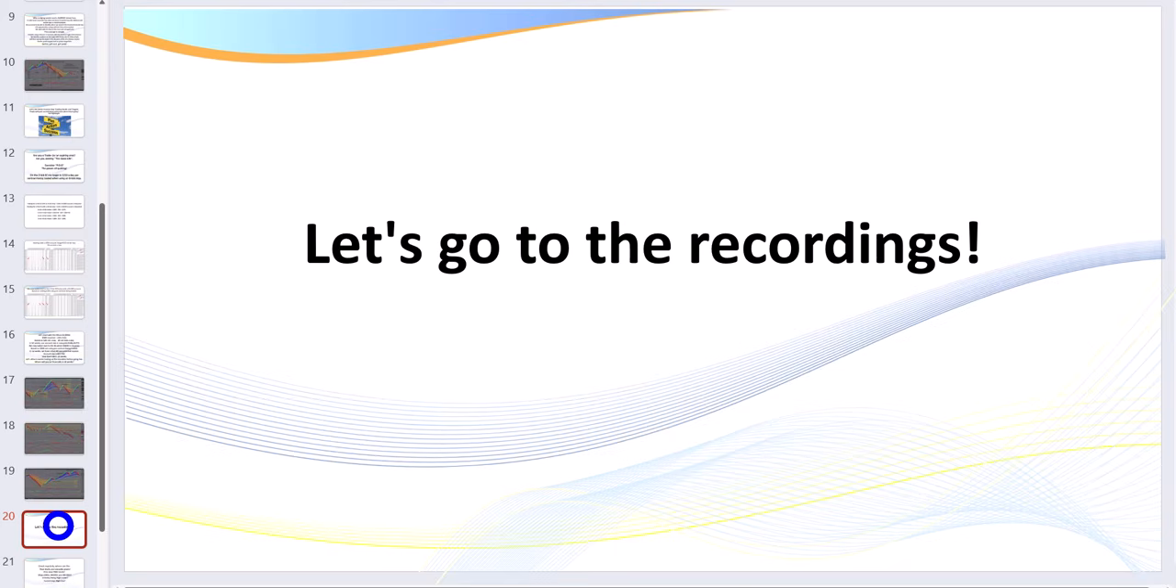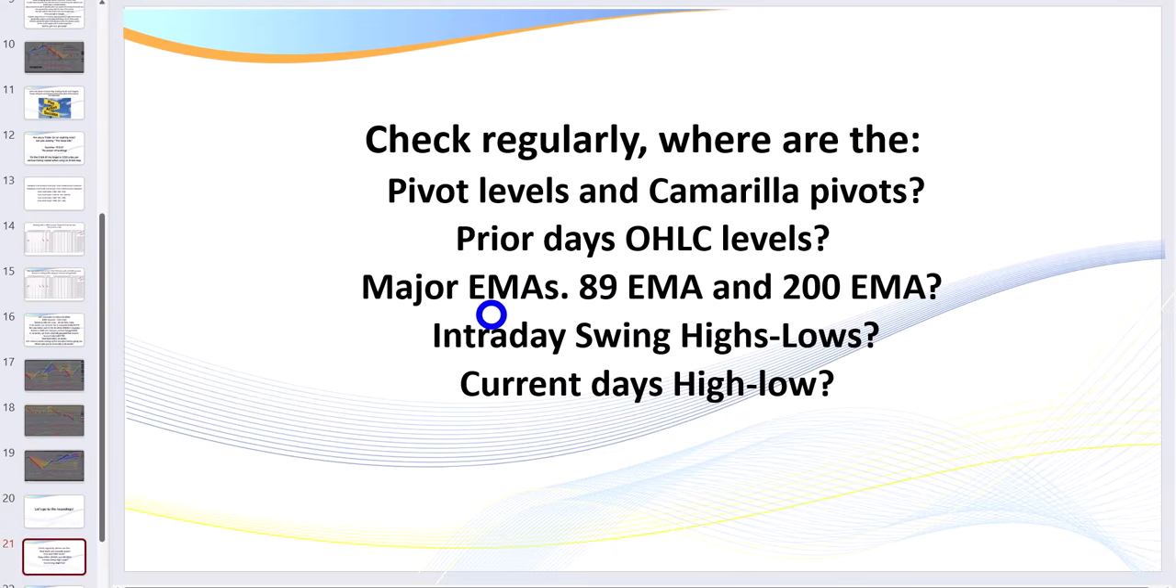So let's go to recordings, but just before I do that, here's what generally I'm also looking at. Where are the pivot levels? Where are the prior open, high, low and close levels? Where are the major EMAs, intraday swing highs and lows, and the current day's high and low? And the reasoning for that, traders, these levels become major support resistance levels, and we bounce off them, and they act as price magnets. If you like, they become a self-fulfilling prophecy. They really do. So let's go and play video 1.